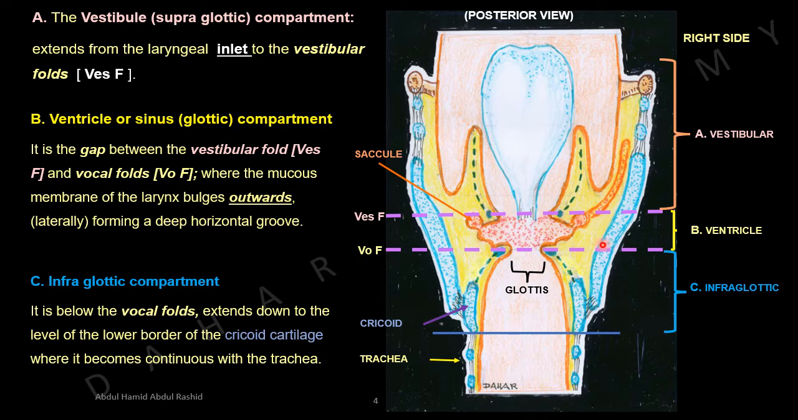The third part, C, is the infraglottic compartment. It is below the vocal folds. From here, it extends down up to the lower border of the cricoid cartilage. So this is the third part, the infraglottic compartment. Beyond this is the trachea.